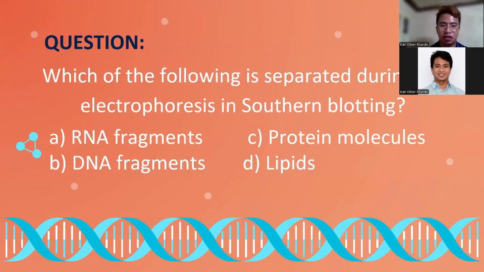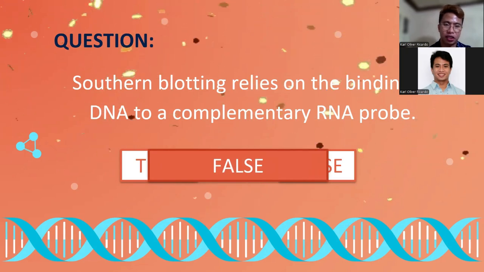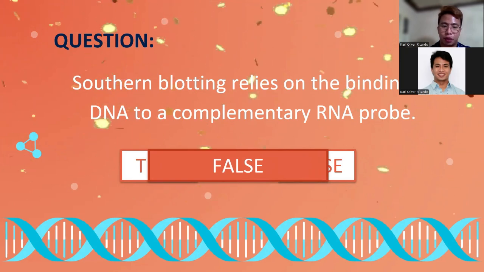Okay? Another question. So which of the following is separated during gel electrophoresis in terms of Southern blot? A, DNA RNA fragments, B, DNA fragments, C, protein molecules, or D, liquids? The correct answer is DNA fragments and not RNA fragments. Ayan. So, Southern blotting relies on the binding of DNA to complementary RNA probe. True or false? False. Hindi po siya nagre-rely sa binding ng ating DNA to a complementary RNA probe.